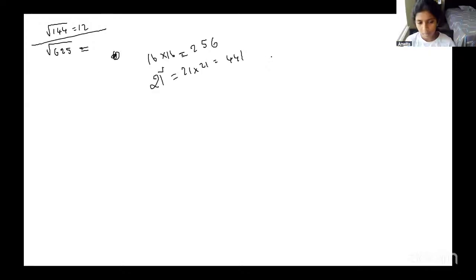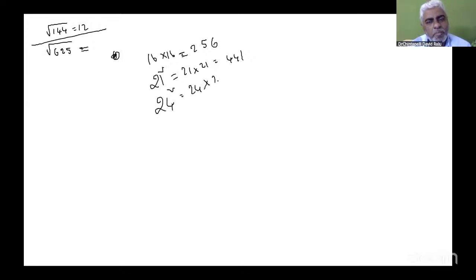It's bigger. Let me say it's bigger than... no. It's also smaller. It is 625. It is 441. Yes, sir. Right. So 24, sir. 24 square is equal to 24 times 24, is equal to 576.